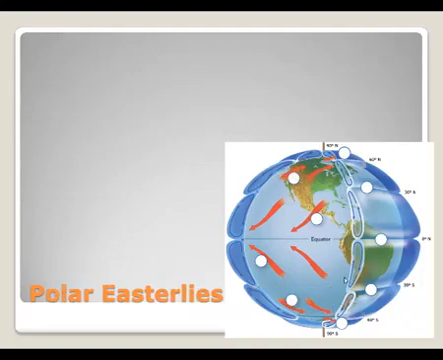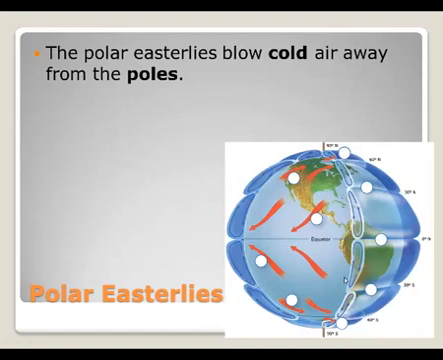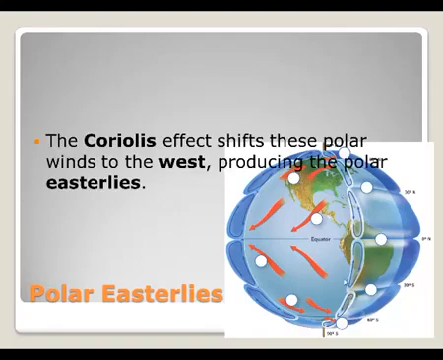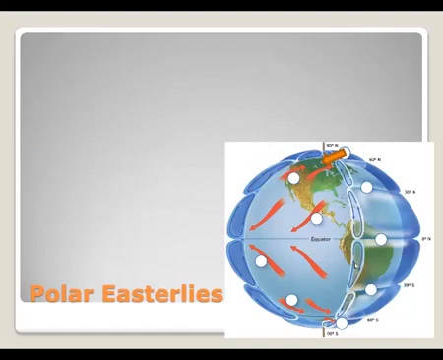The polar easterlies. The polar easterlies blow cold air away from the poles. Air near the poles sinks and flows back towards the lower latitudes. The Coriolis effect shifts these polar winds to the west, producing the polar easterlies. So here and here, remember that the winds are named based on the direction that they come from.